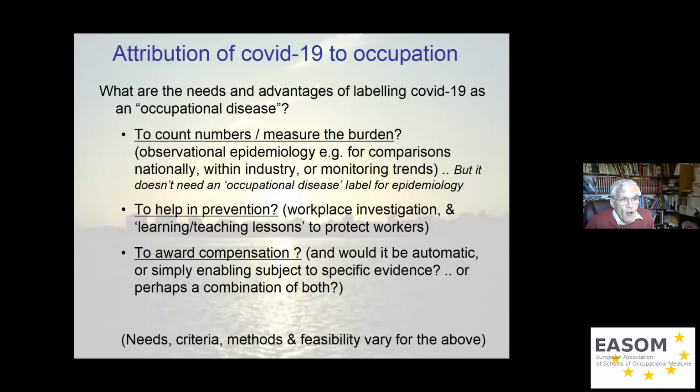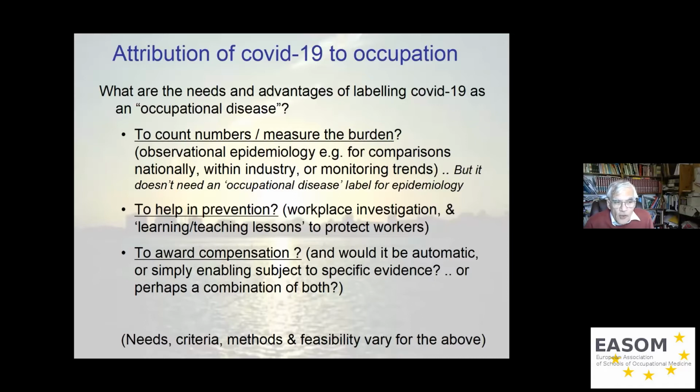Right, attribution of COVID-19 to occupation. As all of you know, there's a lot of emphasis now and attempts to label COVID as an occupational disease. It's a simple question, but with a very, very complicated answer. Why do we want to attribute COVID to occupation? Well, we might want this to be able to count numbers of cases, to measure the burden. For example, if we're comparing between countries, within industries in the same country, or looking at trends to see whether there has been a reduction in the occupational burden of COVID.